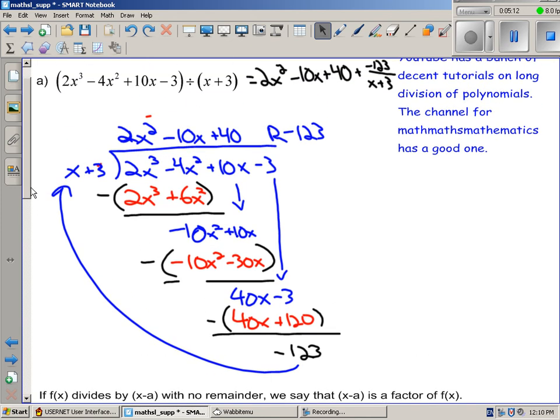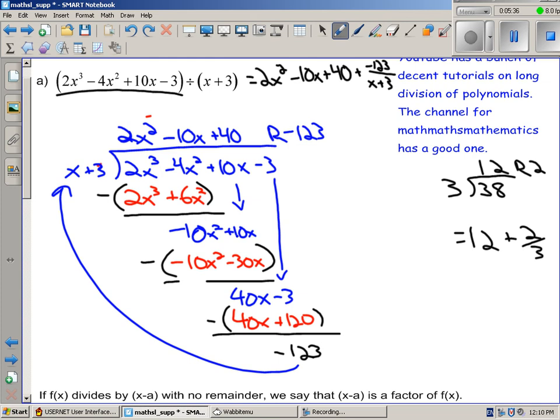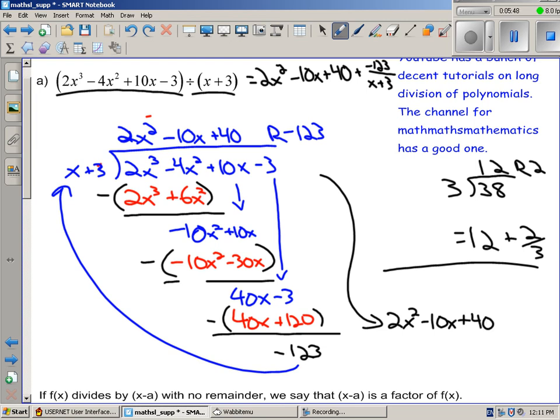I want you to think back to what happened when we divided 38 by 3. We got 12 remainder 2, which turned into 12 plus another 2/3. In this case, what we're going to find is when we divide this whole expression by this one, we're going to be left with 2x squared minus 10x plus 40 plus whatever that remainder was over whatever you were dividing by, which in this case was x plus 3.